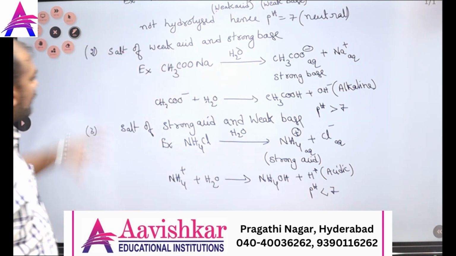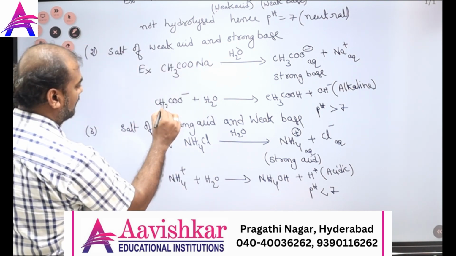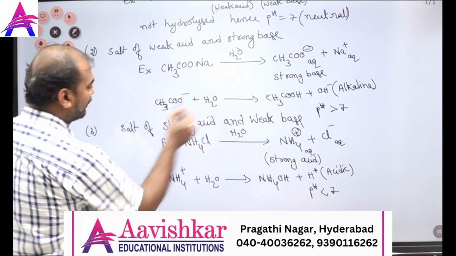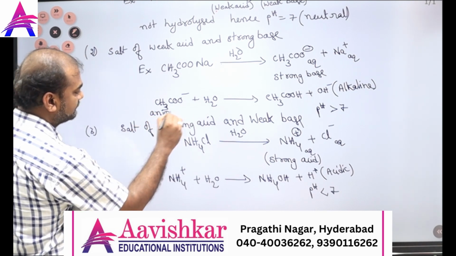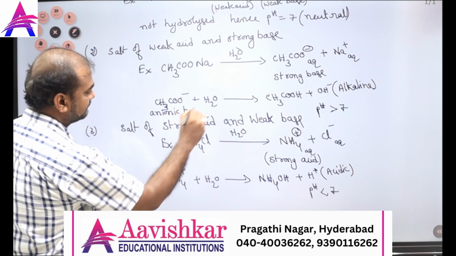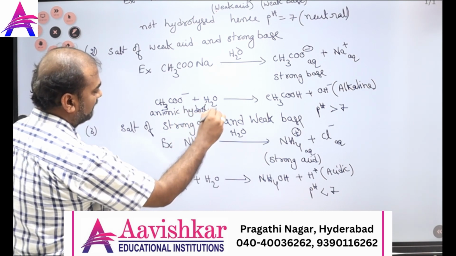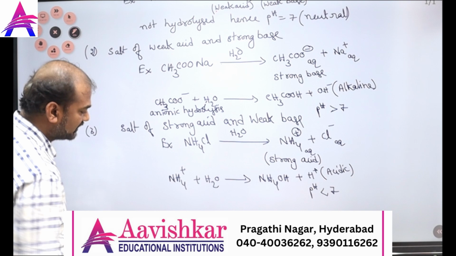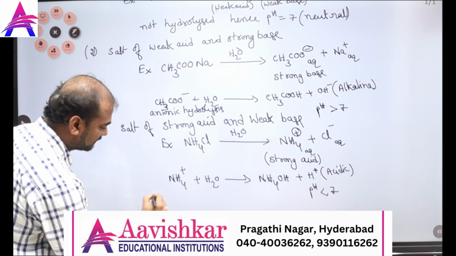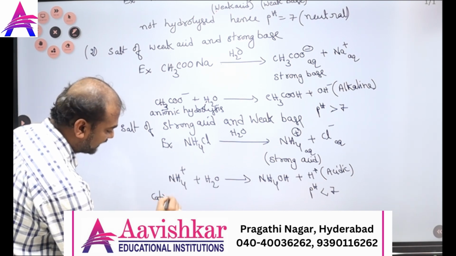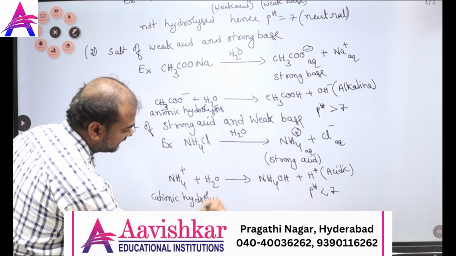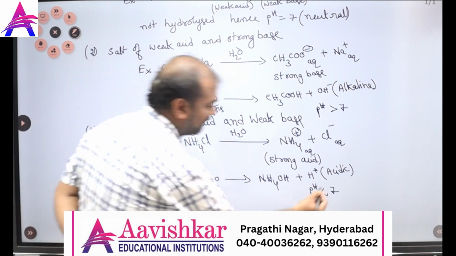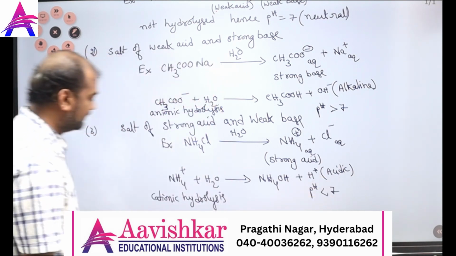Here the point one must remember: in the case of acetate, it is an anion, so this hydrolysis is called anionic hydrolysis. Here the cation is involved, so it is called cationic hydrolysis. Due to this cationic hydrolysis, the solution is acidic, with pH less than 7.